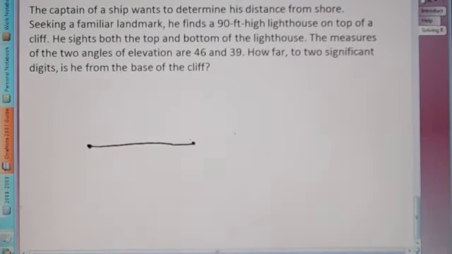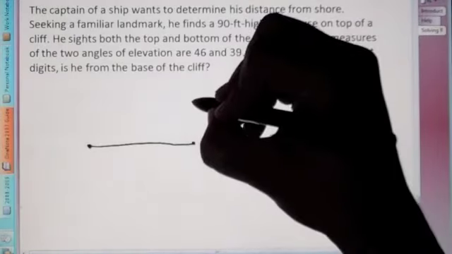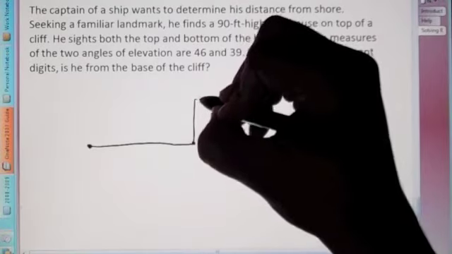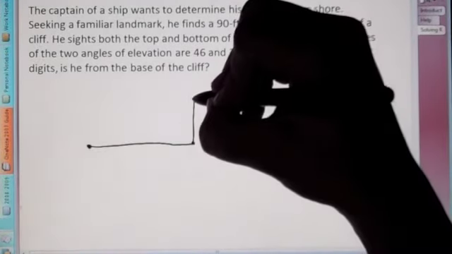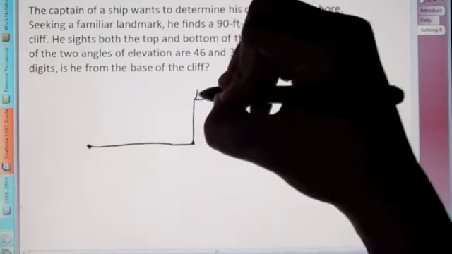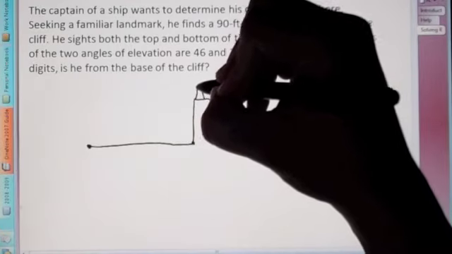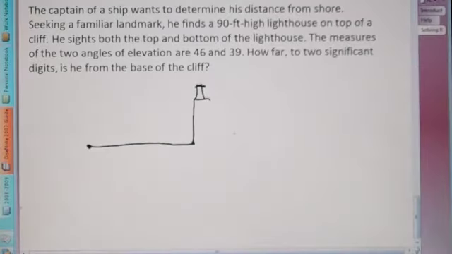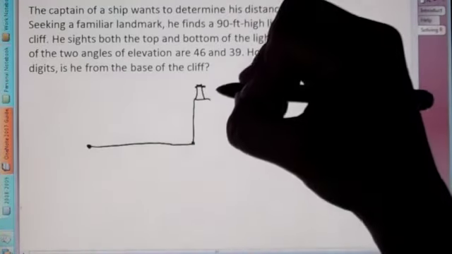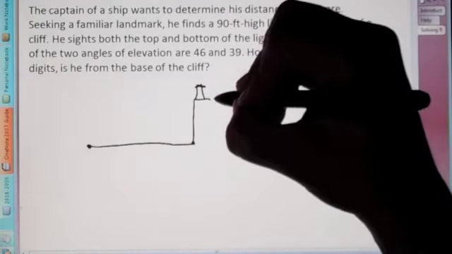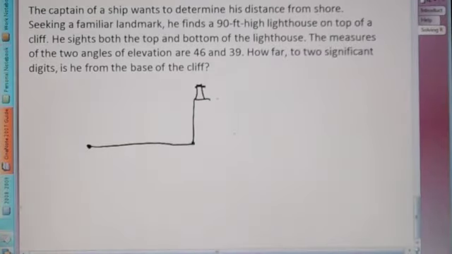It says, seeking a familiar landmark, he finds a 90-foot lighthouse on top of a cliff. So first of all, we have our cliff here. Okay, that's our cliff. And now we have an extra lighthouse. I'm terrible at drawing these things. We have our lighthouse. Alright? So we know that the lighthouse is 90 feet high. The thing is, we don't know the height of the cliff.